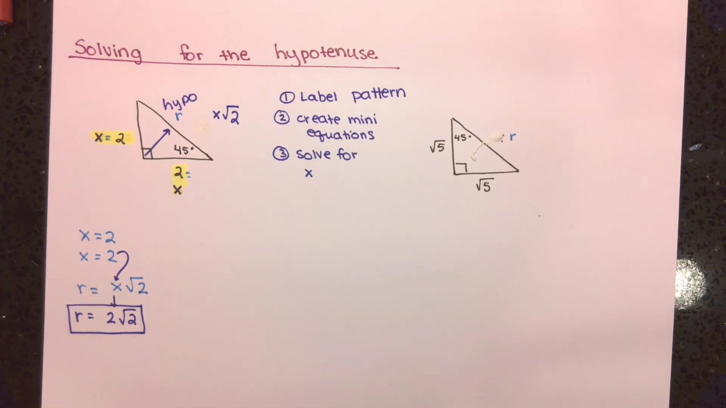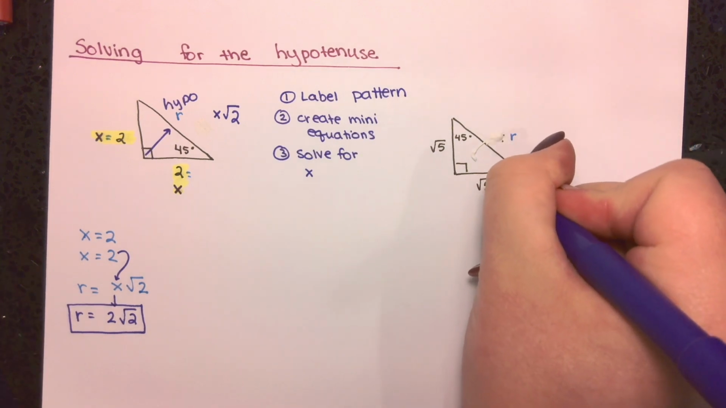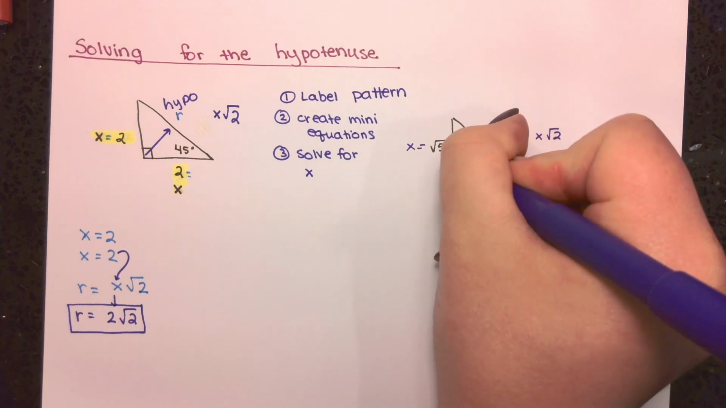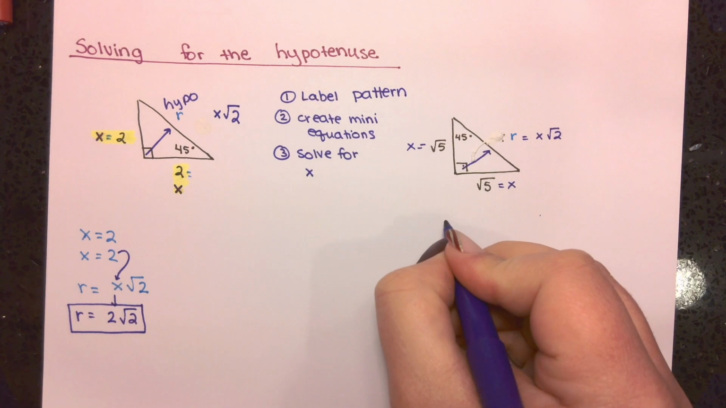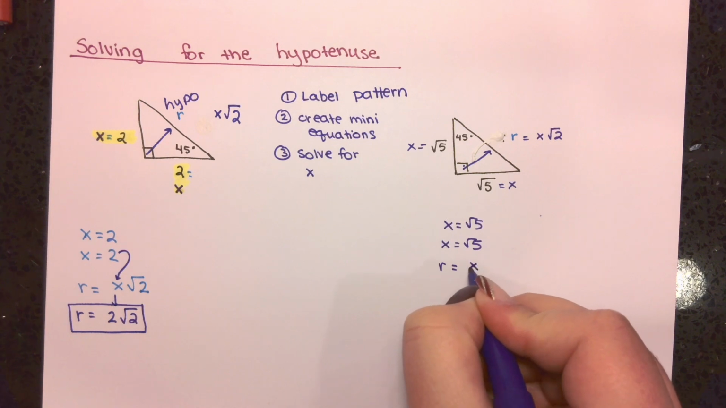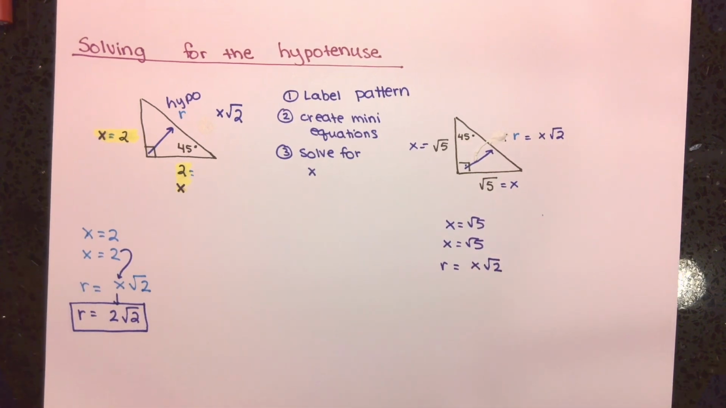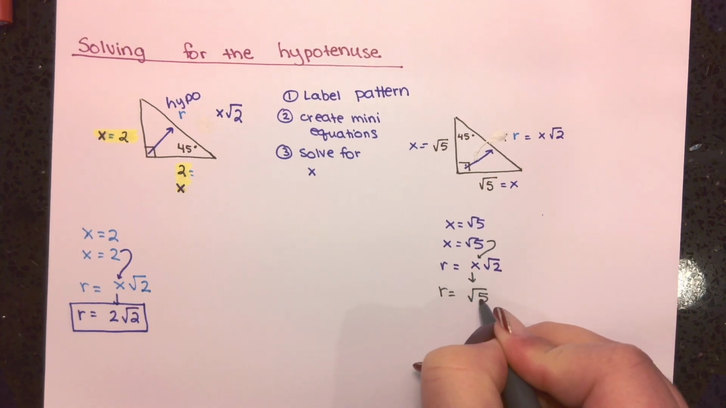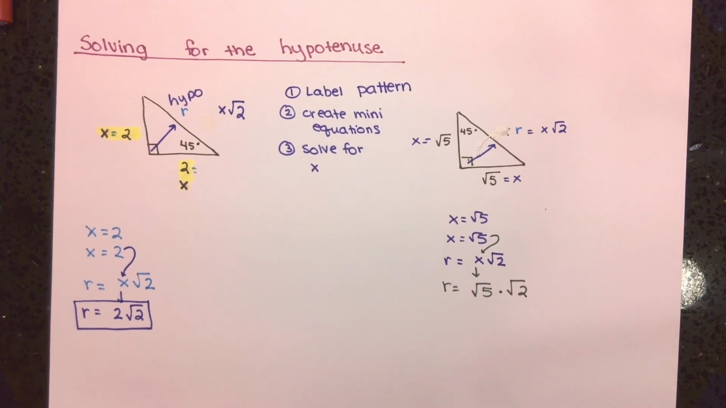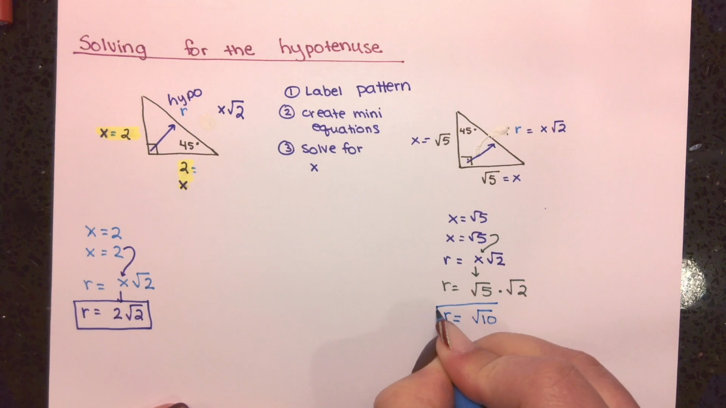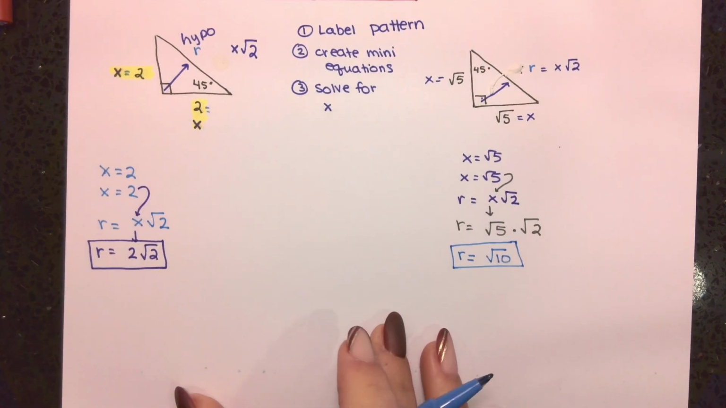Okay, let's do it again. We have x root 2. Again, that's always across the street from your 90. Mini equations, we have x equals root 5, r is equal to x root 2. We have our mini equations. So that means that we're going to replace x with the square root of 5 times the square root of 2. And we're going to simplify because now we are comfortable with multiplying. 5 times 2 is 10. Cannot simplify the square root of 10. So that is your r value.